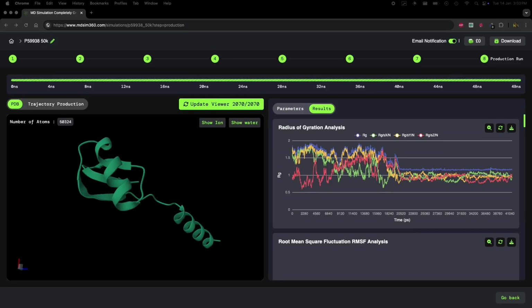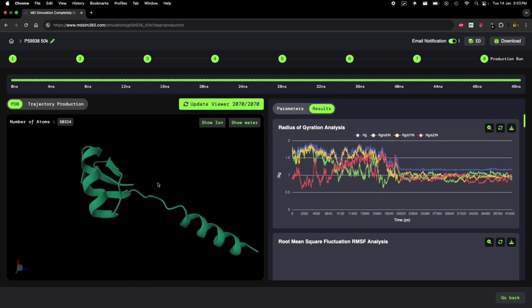Today, we're diving into an exciting MD simulation. First, a quick look at this powerful platform. MD-Sim 360 is an all-in-one platform for MD simulations. It covers system preparation, solvation, ionization, energy minimization, NVT and NPT, and production run. No need to worry about compute power or analysis. The platform takes care of everything.